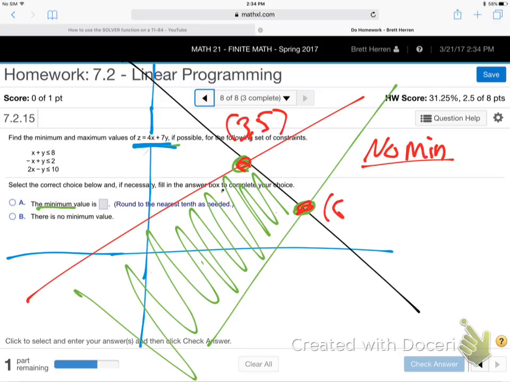So 3.5, 6.2. Plug them into the objective function. 3.5. Is that the one? Yep, and this is the winner. That's the one that'll be the highest, I guess, if you plug those into the objective function for x and y and figure out which one's highest. So it's 3.5, I guess.